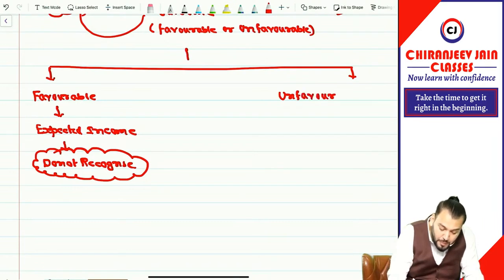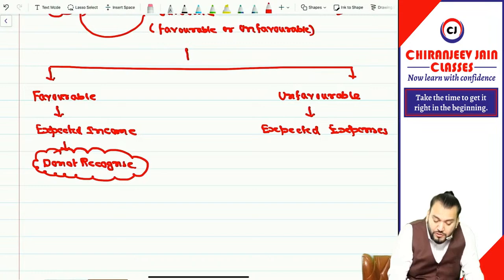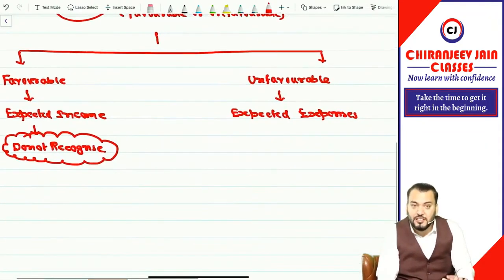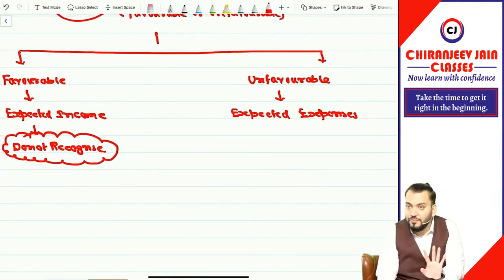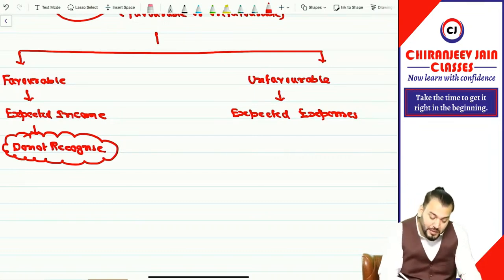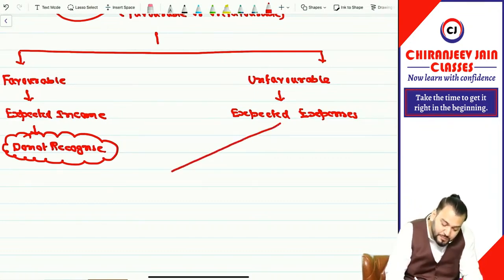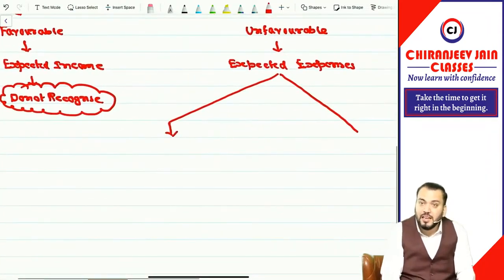Correct. Now coming to unfavorable. Unfavorable means what? Expected expenses. When I say expenses, it will include what? Losses. So when I am saying expenses, expenses will include all losses also. Got it? Correct. Now for expected expenses, there can be two situations.